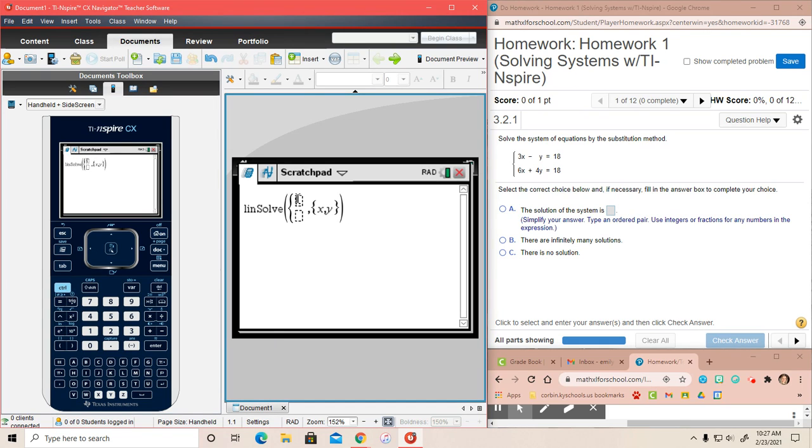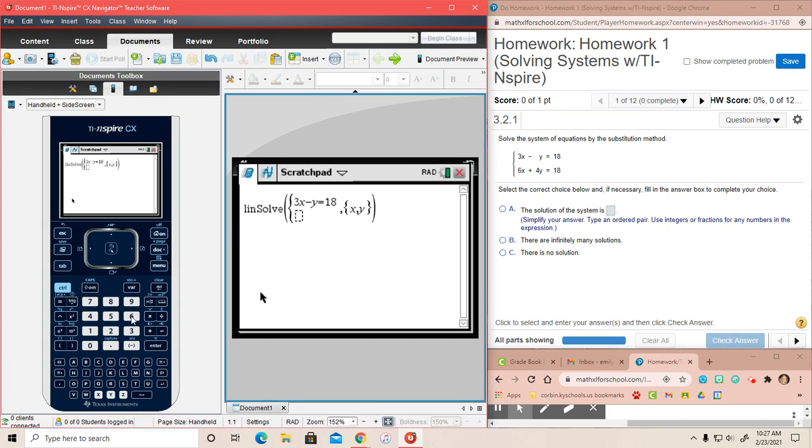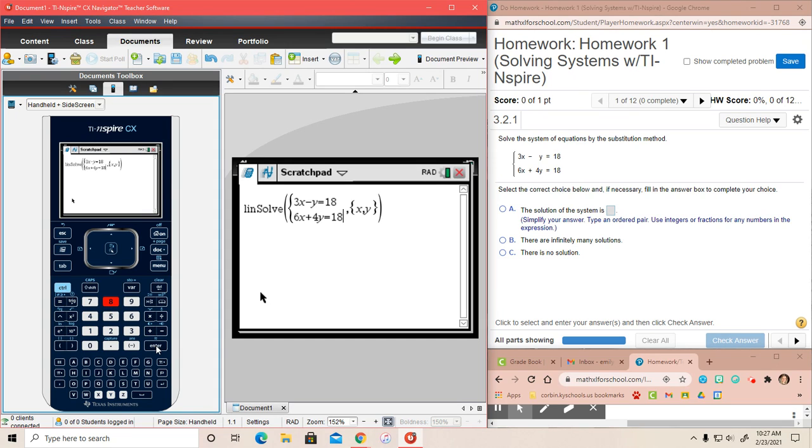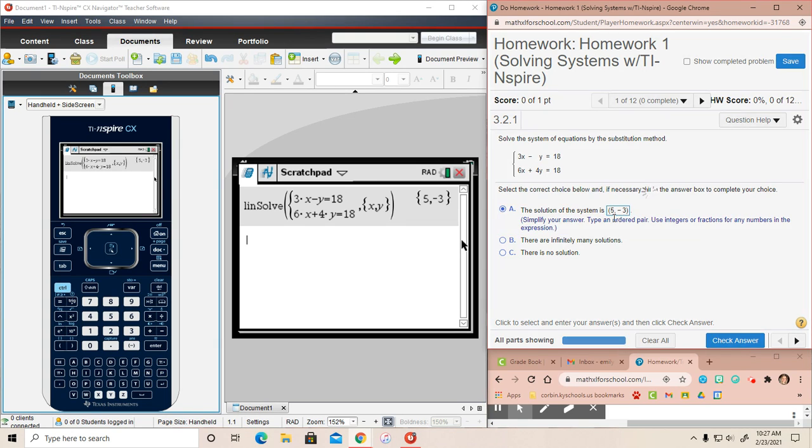Now we're just going to do what we did before. Just type in your equations. So 3x minus y equals 18. And then go down here to the next one. We have 6x plus 4y equals 18. Hit enter, and there it gives you your solution, 5, -3. So 5, -3 is our solution, and we're good to go.